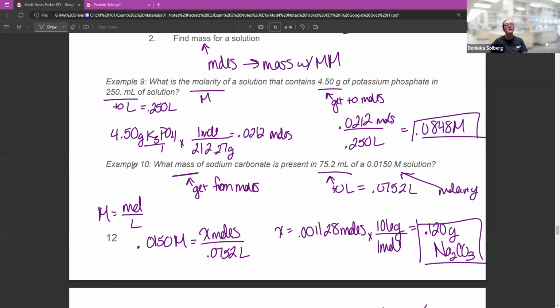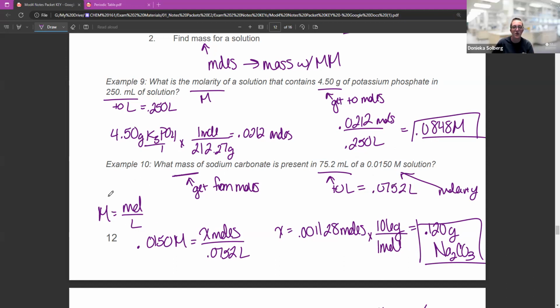Example number 10 is kind of the opposite. I want to know what mass, okay, which means I'm going to have to use molarity and get to moles and then to mass of sodium carbonate is present in 75.2 milliliters of a 0.0150 molar solution. So capital M is molarity, so I have molarity. I have milliliters. I know if I'm using molarity, it's got to be in liters, so that's 0.0752 liters. And I want to know mass.